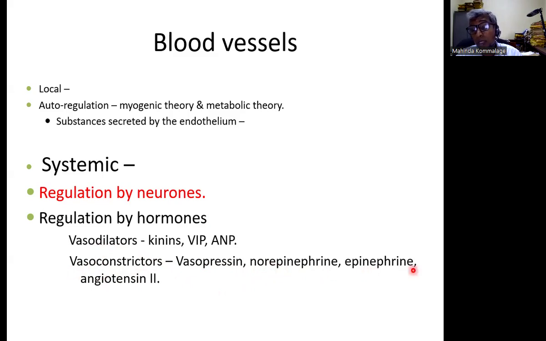You know, epinephrine, norepinephrine, adrenaline, noradrenaline are secreted from the adrenal gland and some other places, vasopressin from the brain, angiotensin 2 from some other place. Vasodilators like kinin and ANP also come from other places, but they will come through the blood to the tissue. So those are not local regulation, because they are coming from outside.